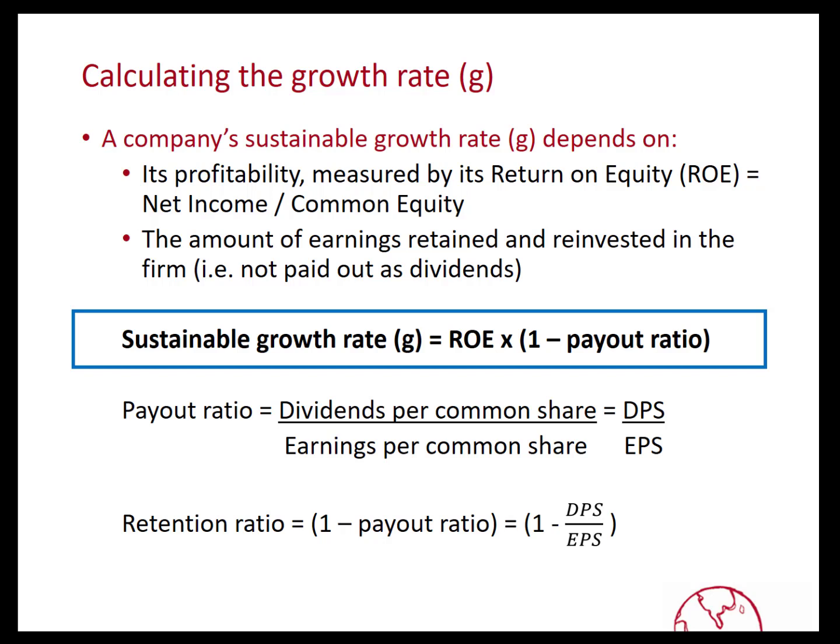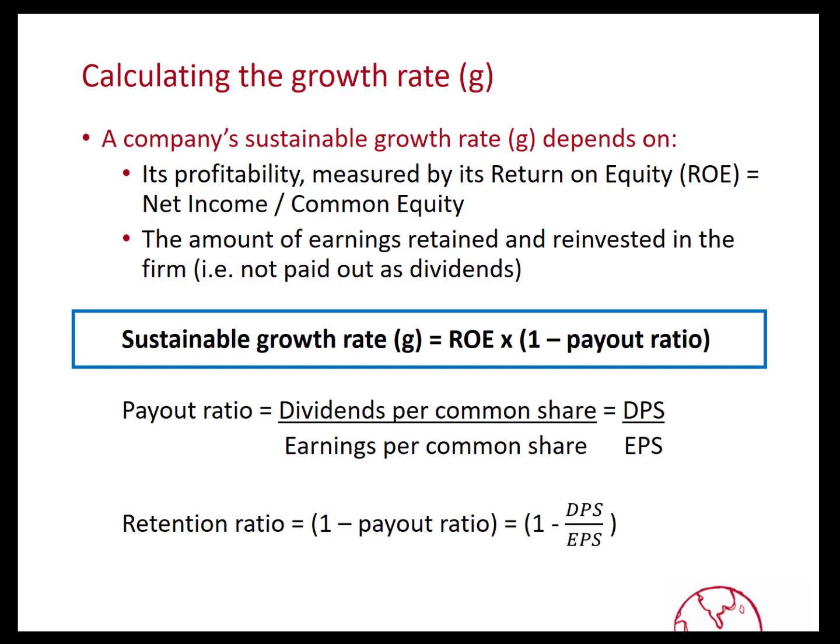The amount of earnings that is going to be retained and reinvested in the firm is going to be called the retention ratio. Another way of looking at this is you look at how much is actually paid out by looking at the dividends per common share as a ratio of the earnings per common share.